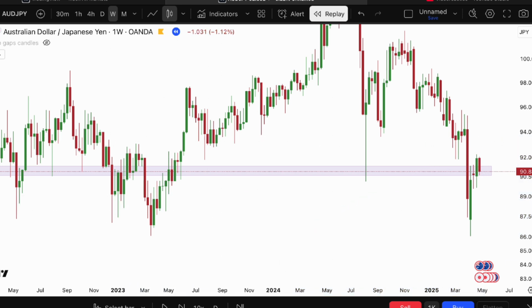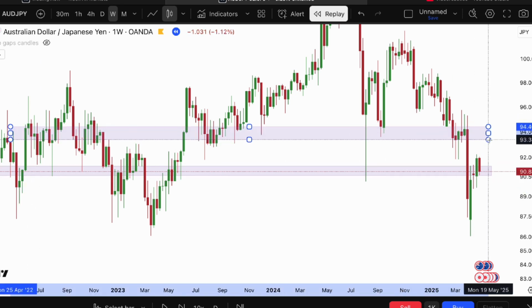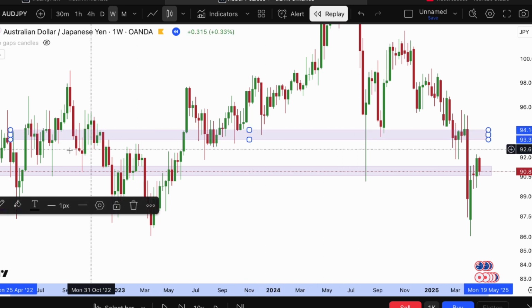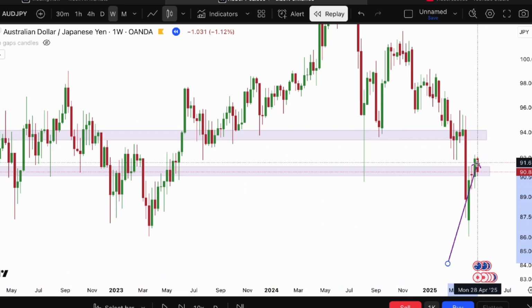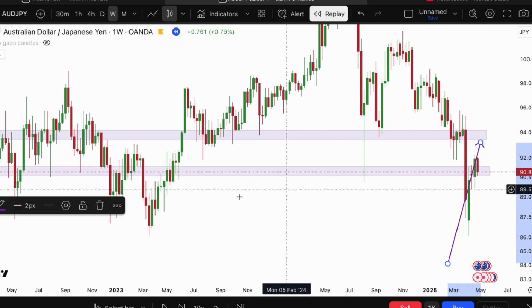The next resistance that could be of influence to our trade is right here. So price still has the room to continue higher. So you can see now it will be used as support, and price still has the room to continue higher before it reaches the next resistance that could be of influence to our trade.